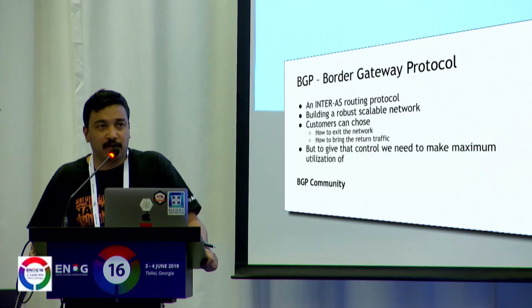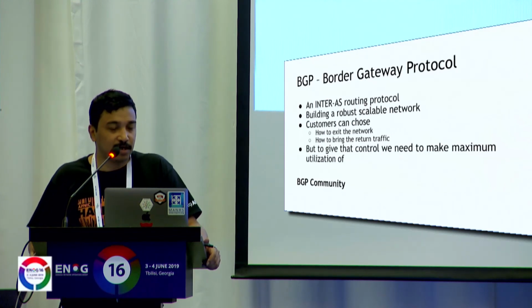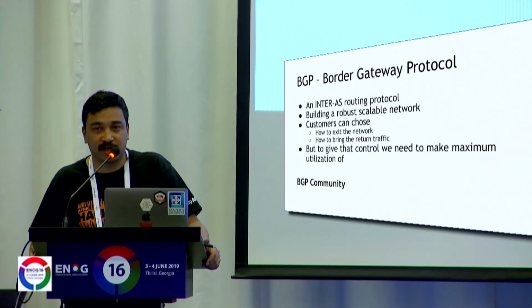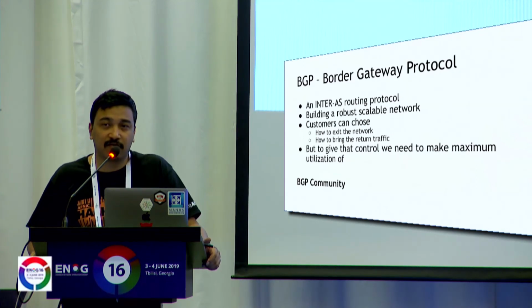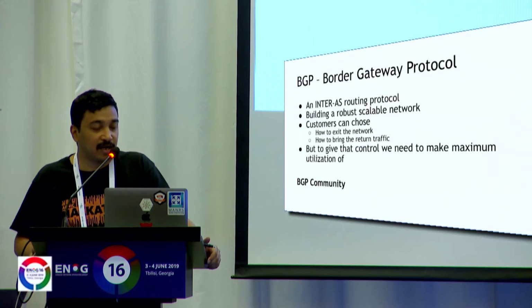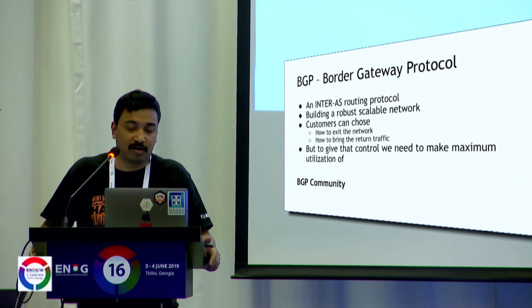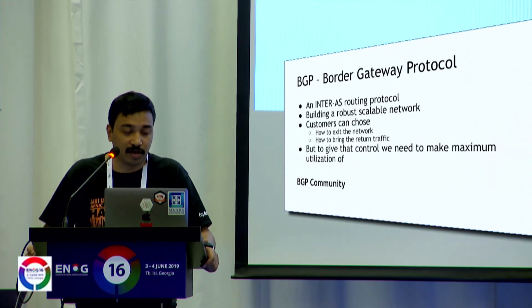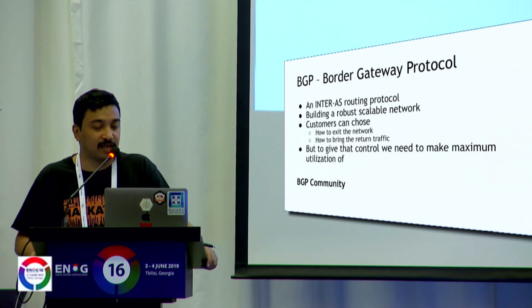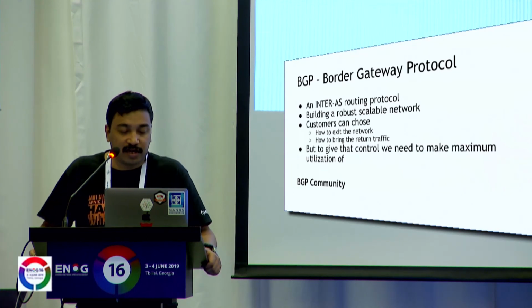So what is BGP or the Border Gateway Protocol? BGP is actually the master of the ring for the whole internet ecosystem. So if you are an organization that has an IP address or prefixes from RIPE, LACNIC, AFRINIC, ARIN, or APNIC, then definitely you must use the BGP routing protocol to advertise your prefixes so that other internet users can connect to your network. It is an inter-AS routing protocol, and it is used mainly for building a robust, scalable network. So customers can choose how to exit the network and how to bring their return traffic.